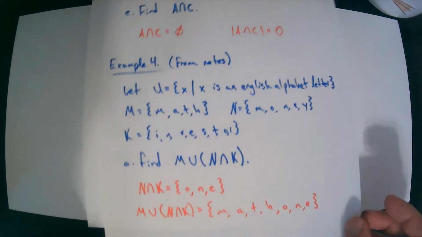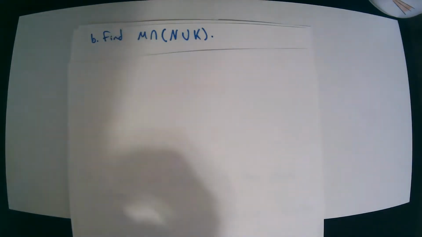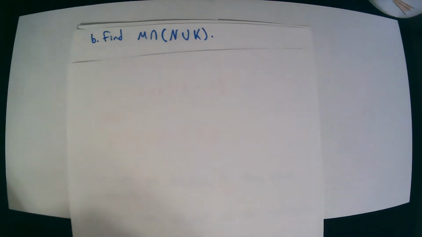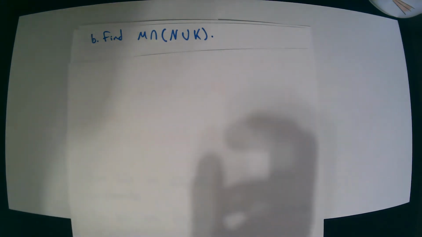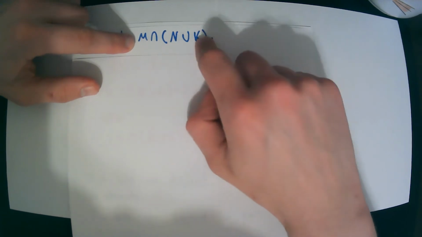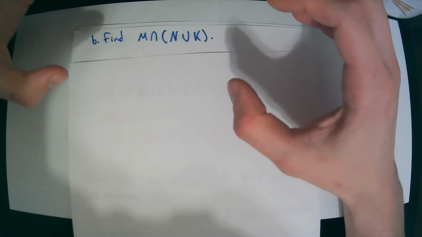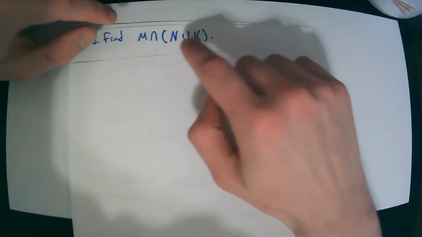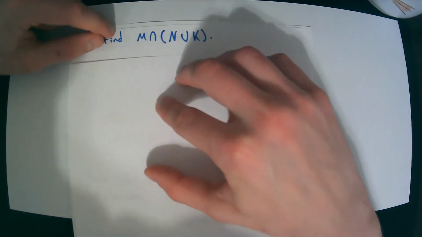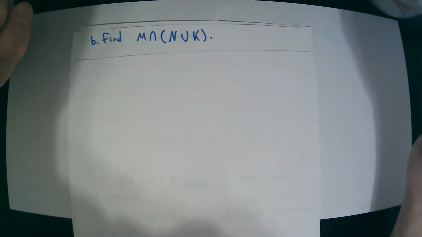Okay. Now the second part of this example said to find the intersection of M and this set, which is the union of N and K. So first, find the union of N and K. That means take the set N and the set K, glue them together. Now, they do have common letters, so we need to make sure we don't double copy those. So take a second and see if you can get those letters written down.